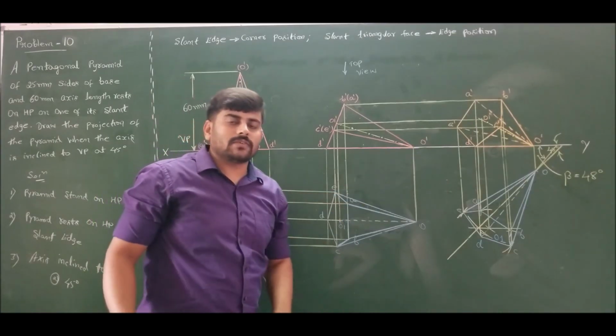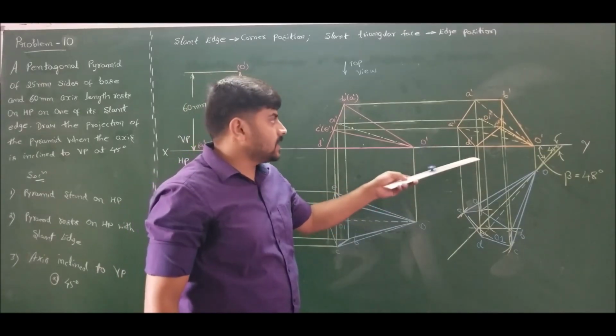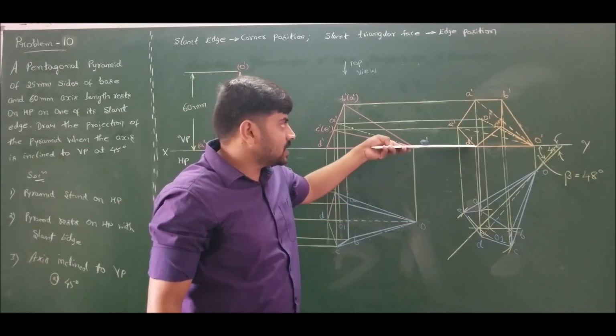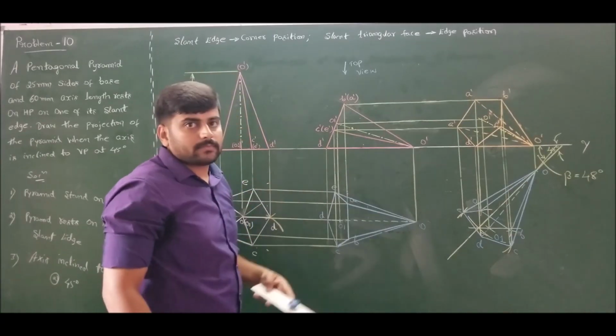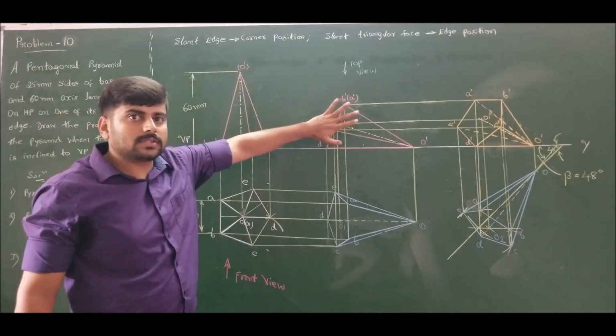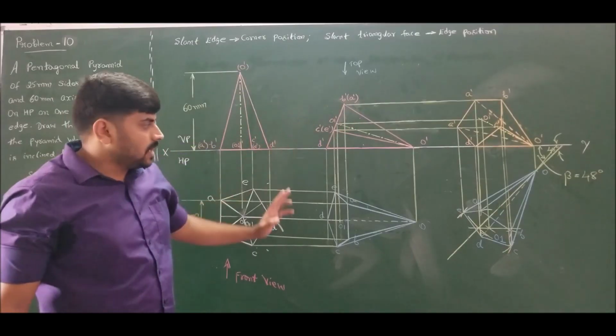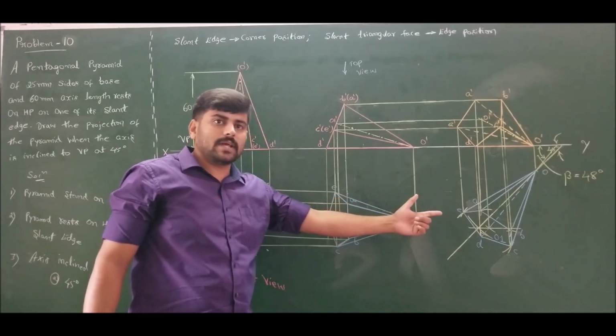This is the complete solution for the given problem in which the pentagonal pyramid is resting on one of its slant edges, D prime O prime, which can be seen here also, D prime O prime. As usual, I have used the same color for these two front views which are the same in dimensions, and also for these two top views I have used the same color, which means that these two are in the same dimensions.